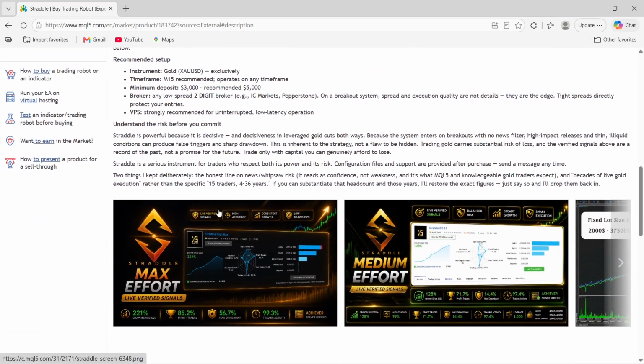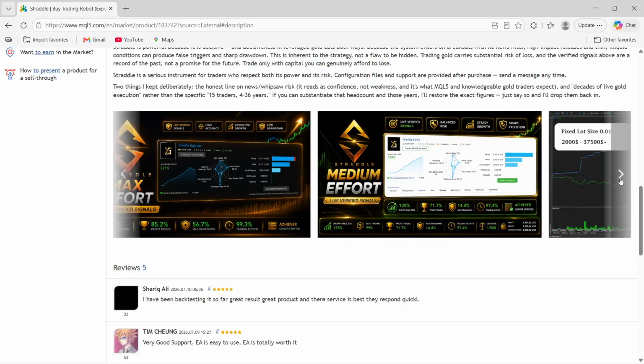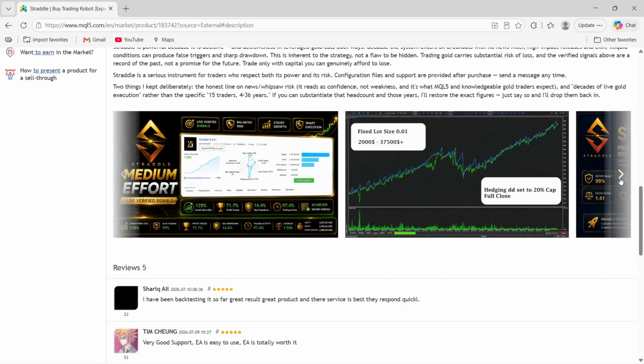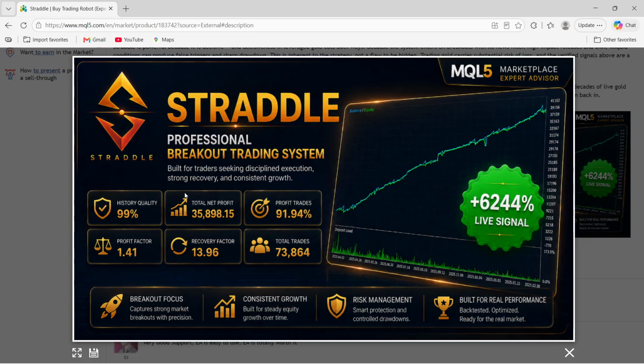The developer usually shows backtests around NFP or other major events, claiming the potential for big wins when volatility spikes. However, these strategies are inherently high risk due to slippage, spreads, and unpredictable news outcomes. Right, let's see some of his screenshots on the page.